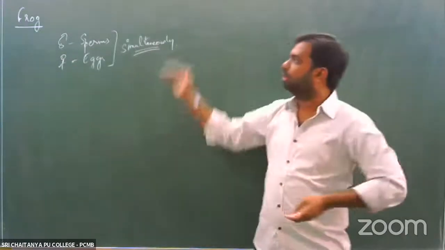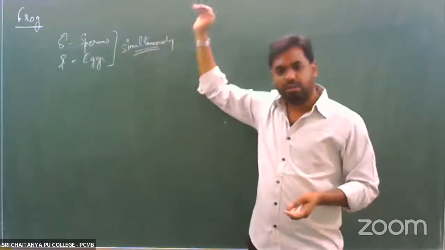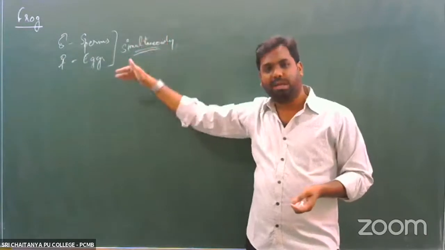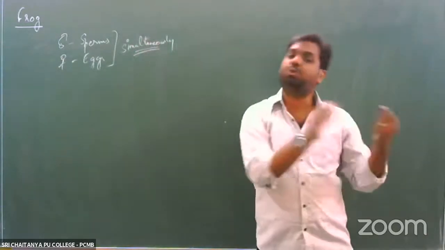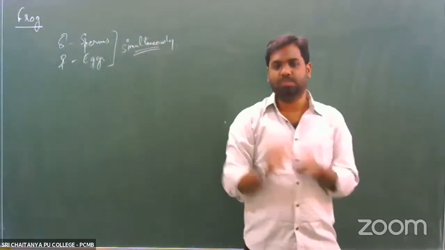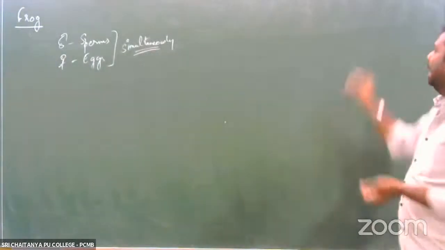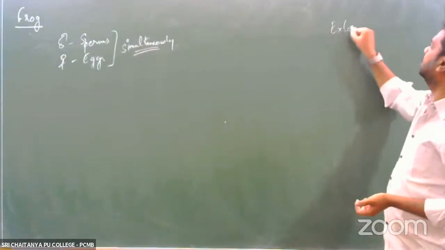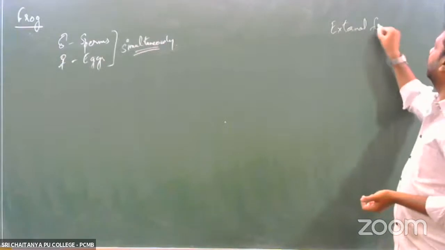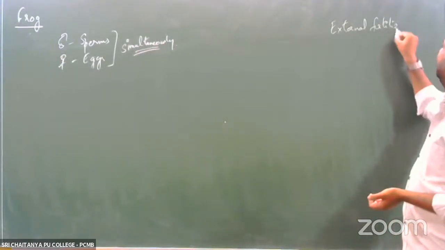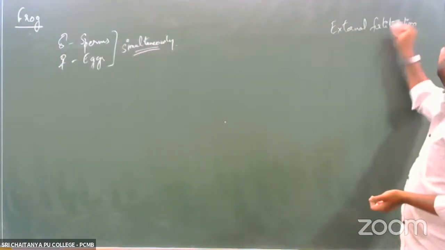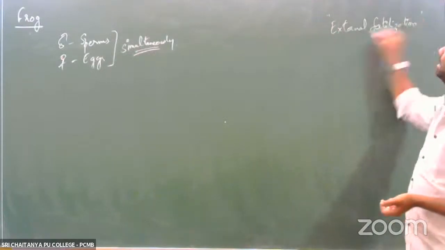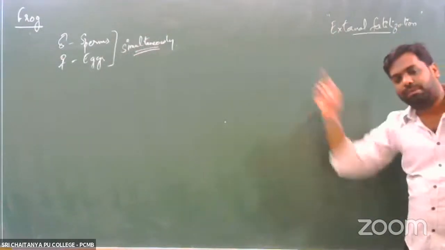Right. Now, since the process of fertilization, that is the fusion of the male gamete and the female gamete, the sperms and the eggs, occurs outside the body of the organism, we call such type of fertilization external fertilization. So the type of fertilization here would be external fertilization. And where exactly is this fertilization taking place? It is taking place in water.